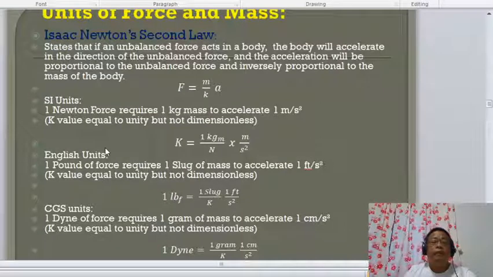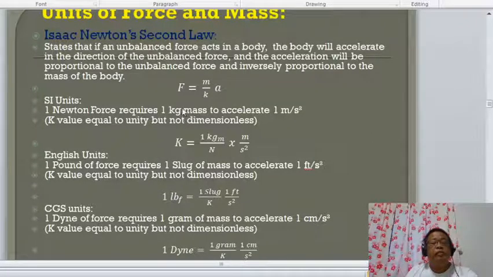Okay? So take note. In order to develop a force of 1 pound, it is required to move or to accelerate a mass of 1 slug to an acceleration of 1 foot per second square.